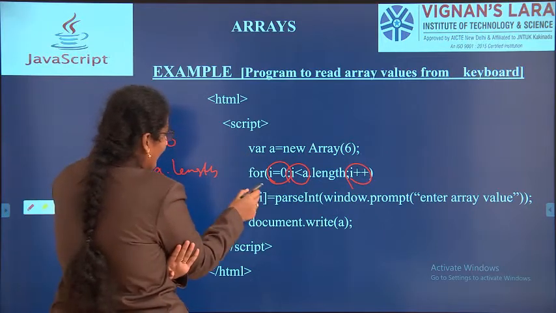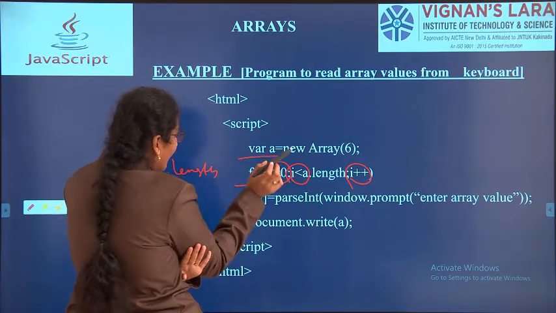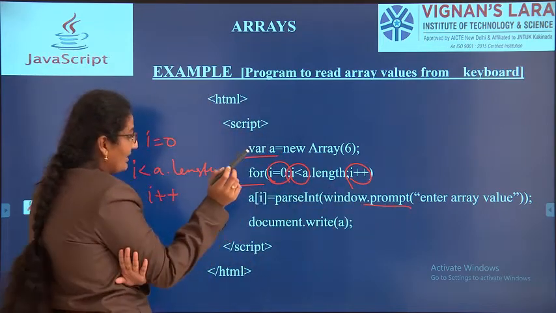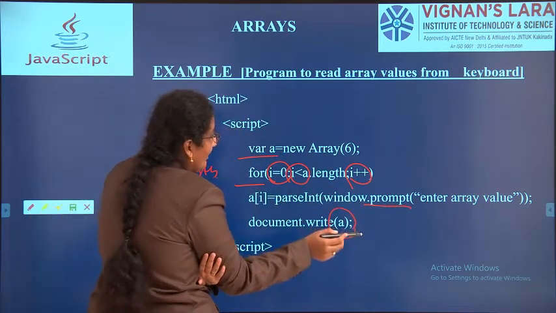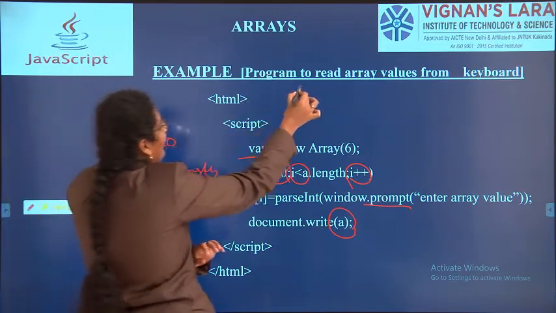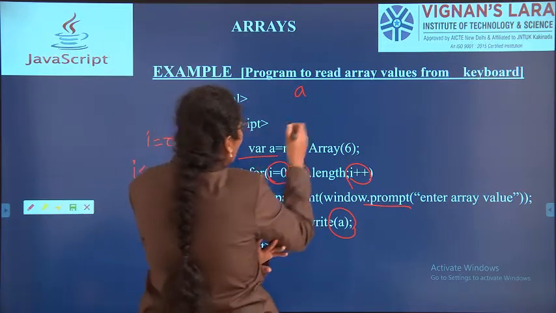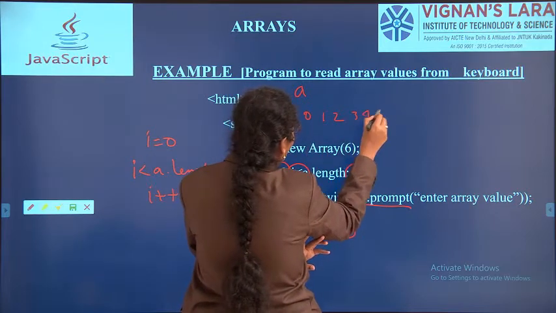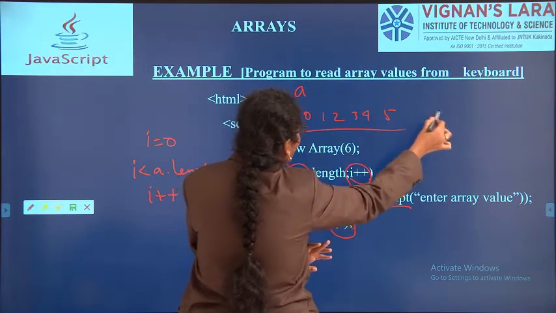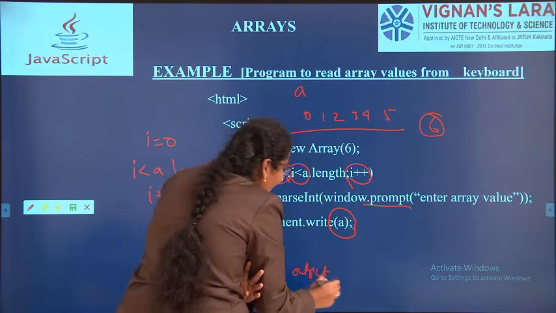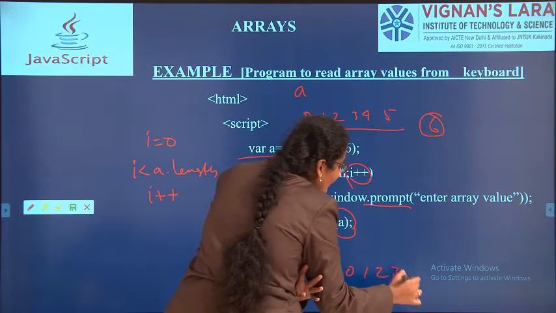So we are using a for loop, and we are declaring an array. I am going to give the input from the keyboard. For that I have used the prompt word. Finally I am printing A. For this I want to give 6 values. I will give 0, 1, 2, 3, 4, 5. 0 to 5 is nothing but 6 values. What will be the output? Obviously the output will be 0, 1, 2, 3, 4, 5.